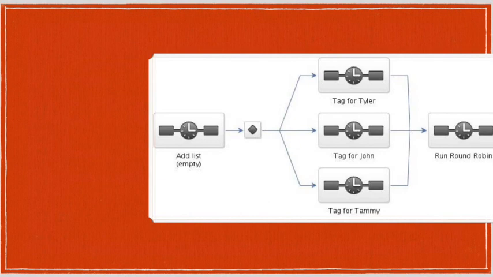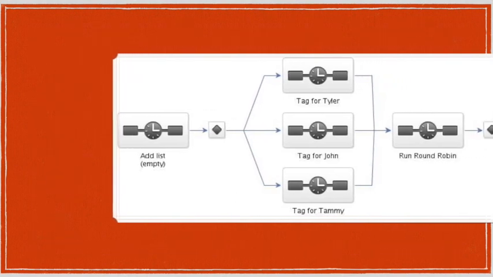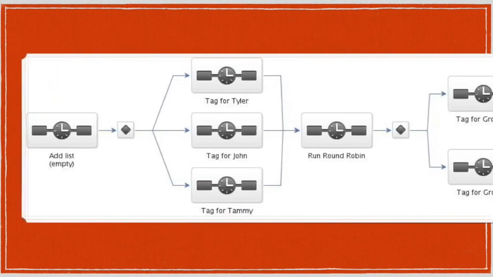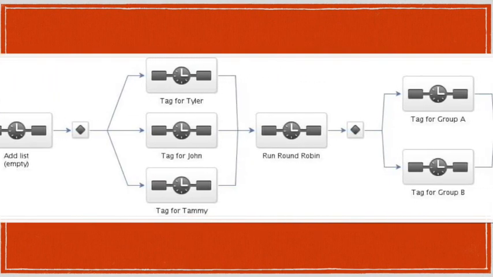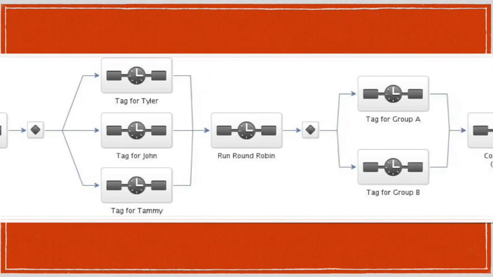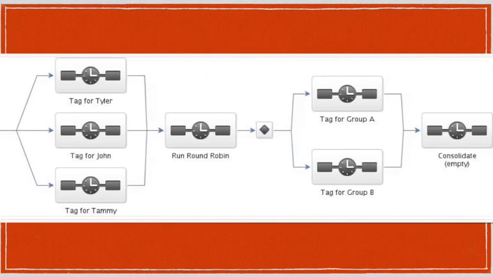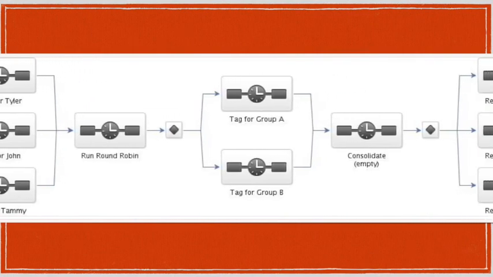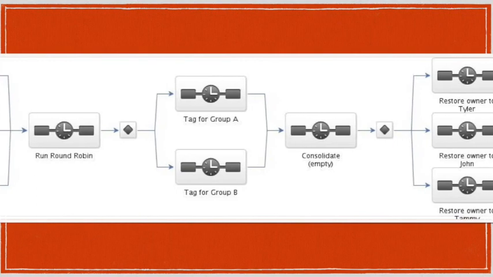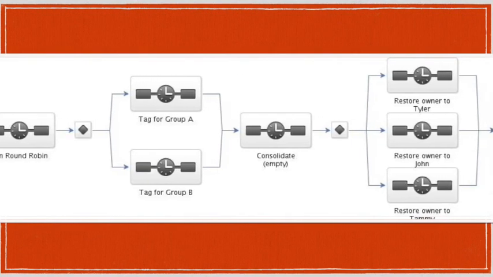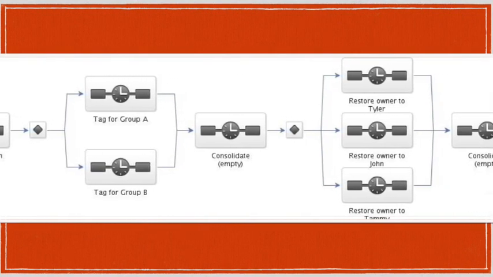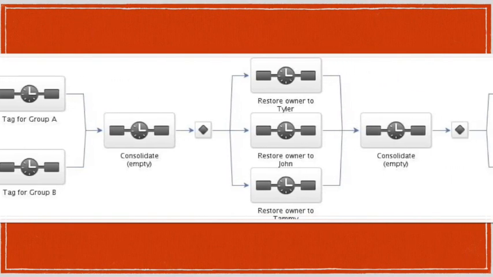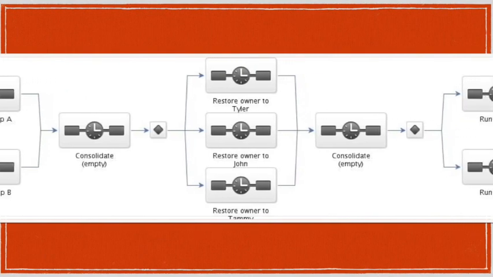We put all our contacts into an empty sequence and then we route them based on their current owner. And in those sequences, we're going to tag them for their current owner so that we can remember that in a moment. Next, we're going to distribute them based on a round robin to two different groups. Then we're going to run a decision diamond based on their new owner to tag them for group A or for group B.